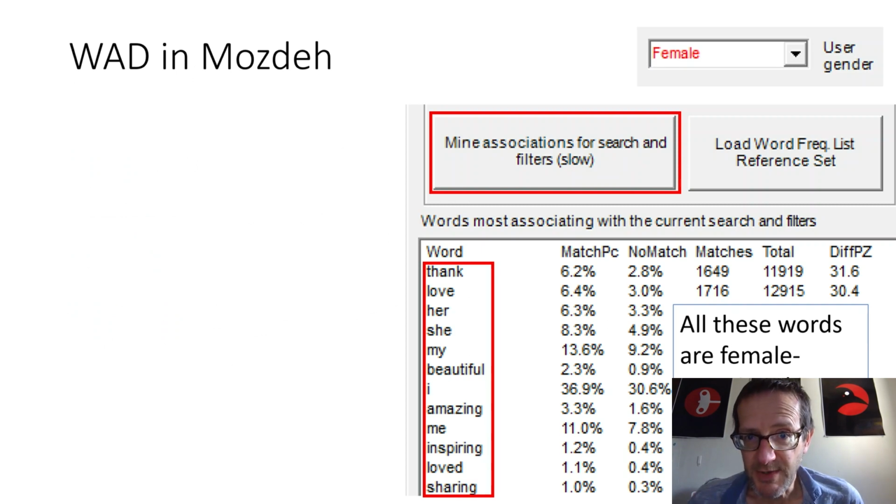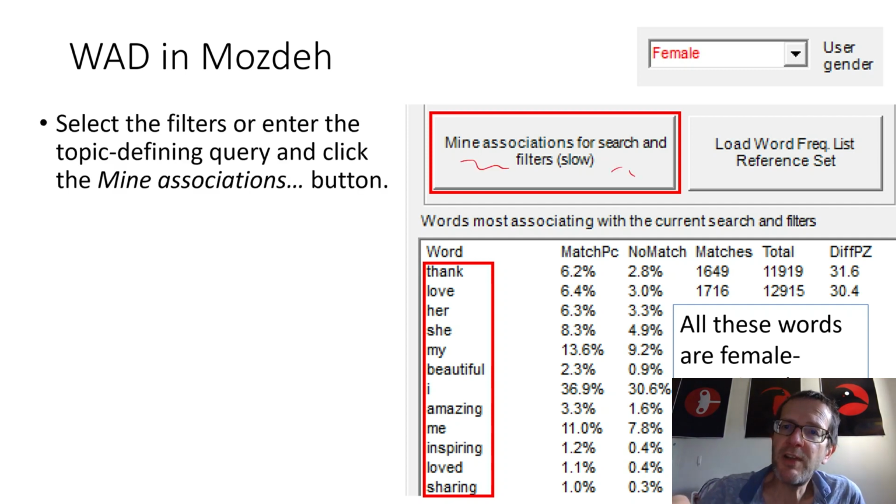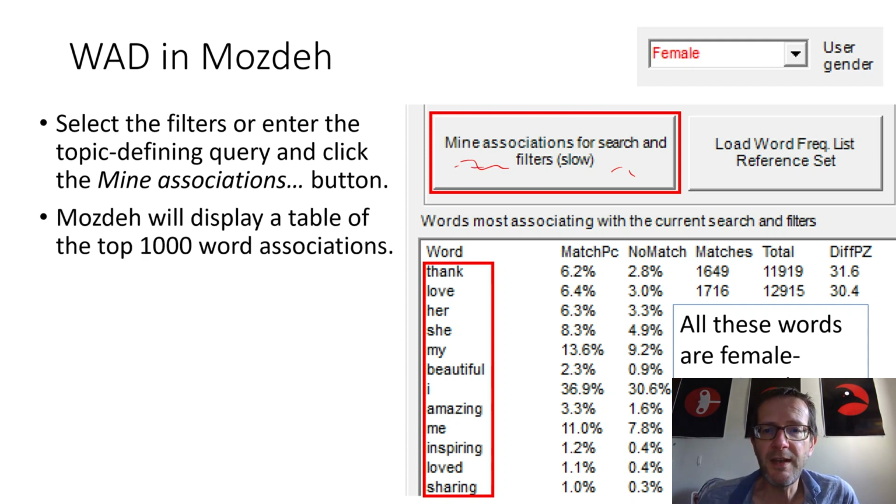And this is what it looks like in Mojday. This is the mine associations for search and filters button. So you click that after you selected a filter. Here we're selecting a female filter, a female user gender filter. And then we click this button after we've selected the filter. Then Mojday displays a table of up to the top 1,000 word associations. So a list of up to 1,000 words will be displayed on screen. And in this case, these are female associated words in comments on TED Talks on YouTube.